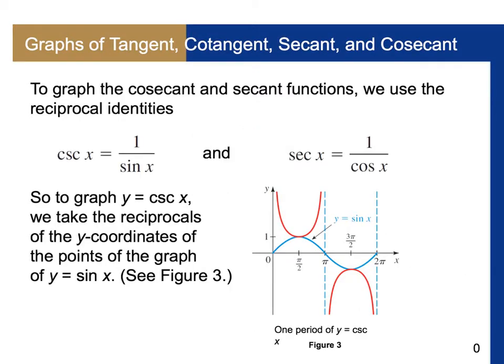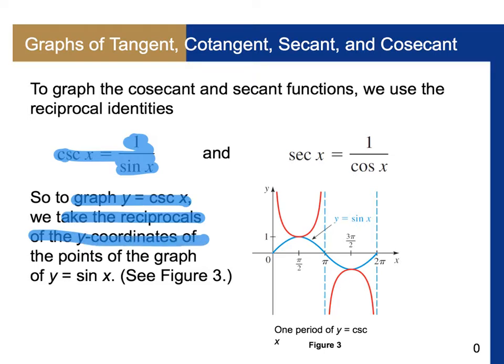And for cosecant and secant, remember cosecant is 1 over sine of x. It's a reciprocal identity, right? So for the graph of cosecant, we take the reciprocals of the y coordinates of the points of the graph of y equals sine of x. In this case, we have our sine curve, the blue one, and if we take the reciprocals, let's start with 1. 1 over 1 is 1, so they're going to be the same there. And 1 over minus 1 is minus 1, so they'll be the same here.